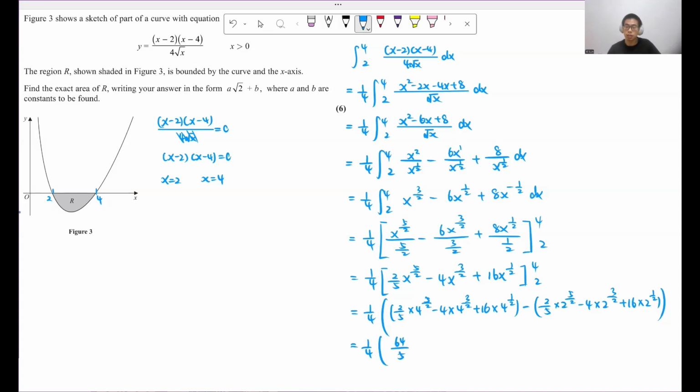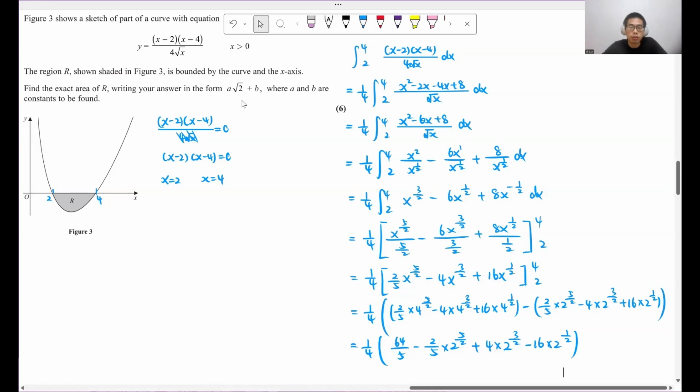And then for the second half, I'm first going to expand the bracket, so that'll be minus 2 over 5 times 2 to the power 5 over 2. And then minus will become plus 4 times 2 to the power 3 over 2. And then negative positive becomes minus 16 times 2 to the power 1/2. Okay, so now we need to rewrite into the form a root 2 plus b.